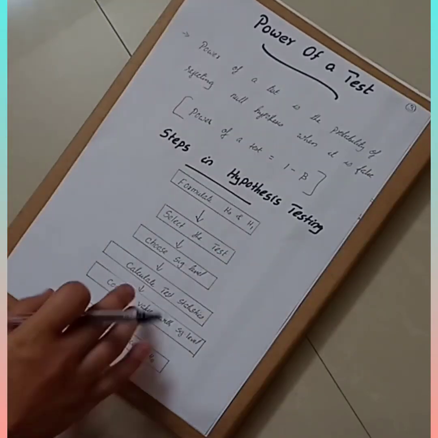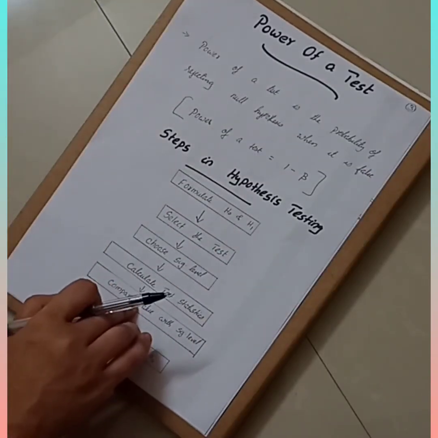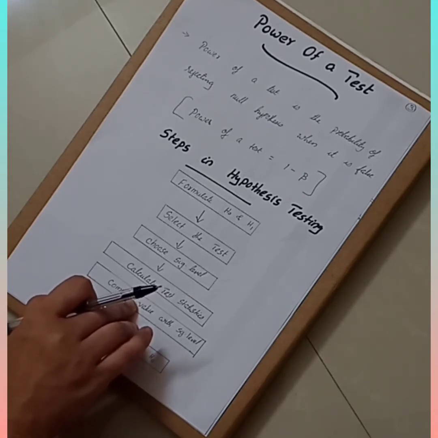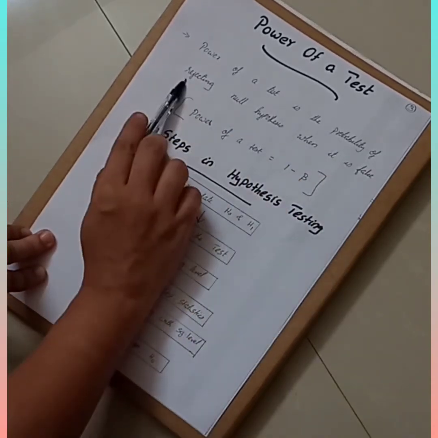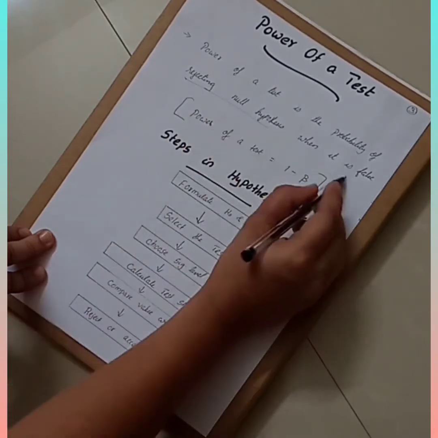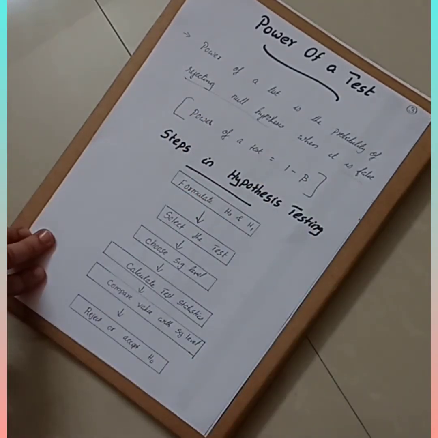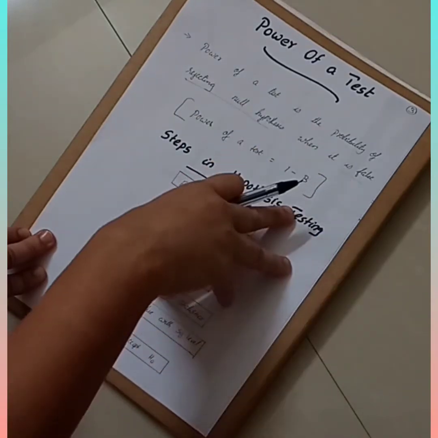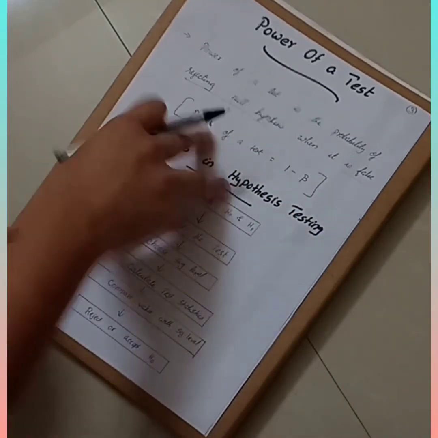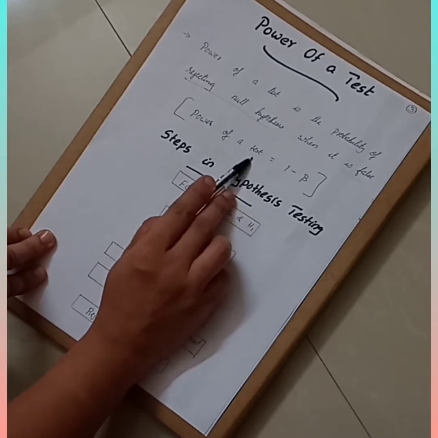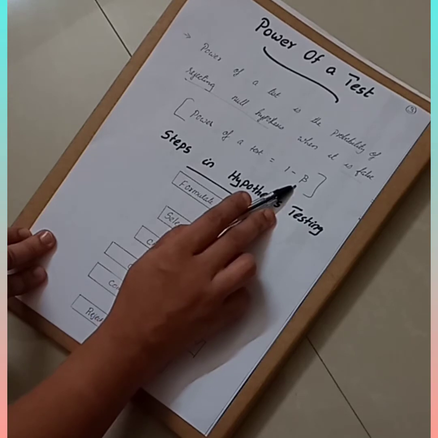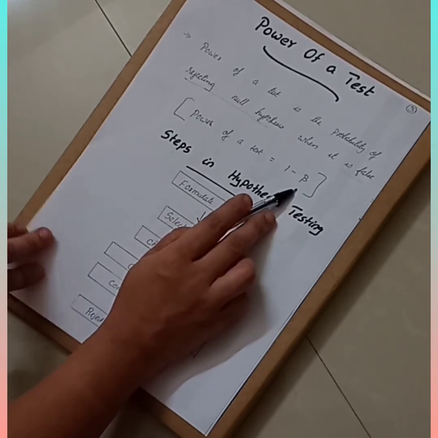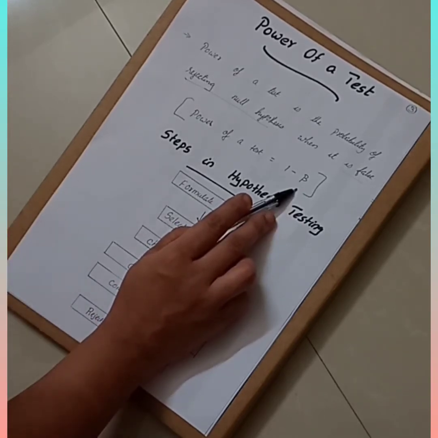Okay, now coming to the power of a test. So when do we say that a test has power? That means our assumptions or whatever conclusion we make should be correct, right? So here we say the power of a test is the probability of rejecting a null hypothesis when it is false. That is, actually the hypothesis is false and we are rejecting it. That is what is called the power of a test, and it is given as 1 minus beta. Why? Because beta is actually the probability of type 2 error. Type 2 error means we are accepting the null hypothesis when it is actually false.